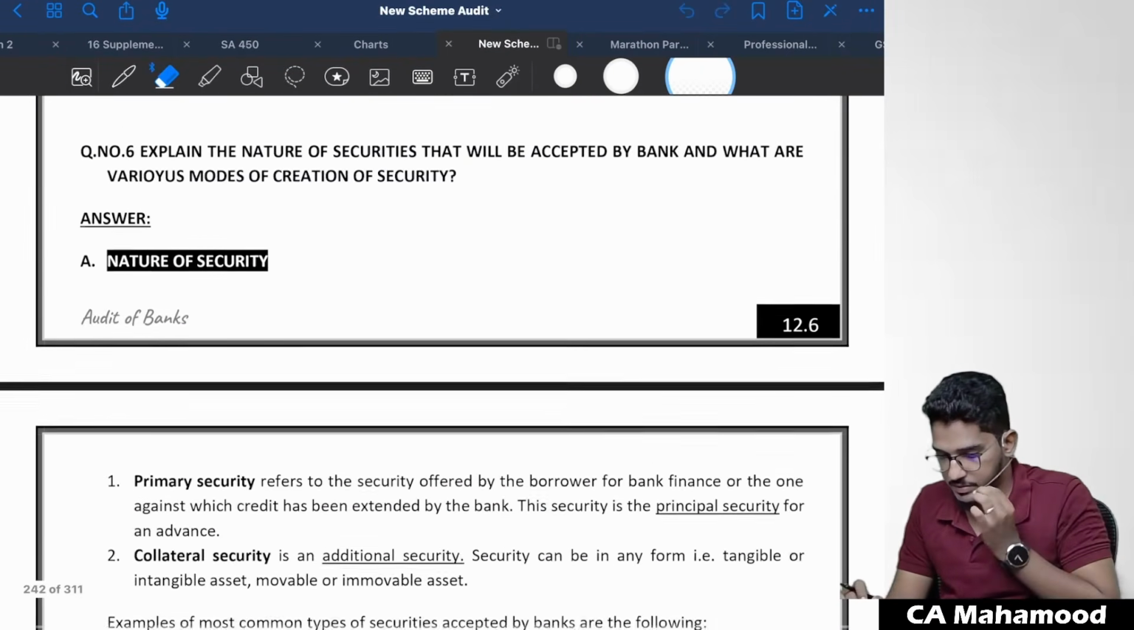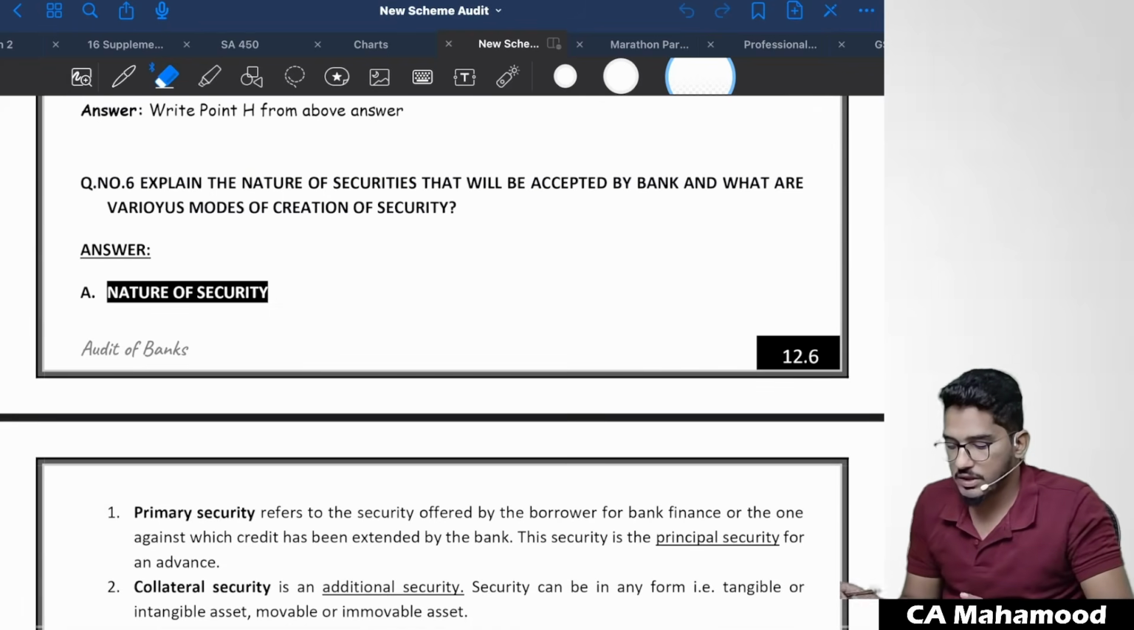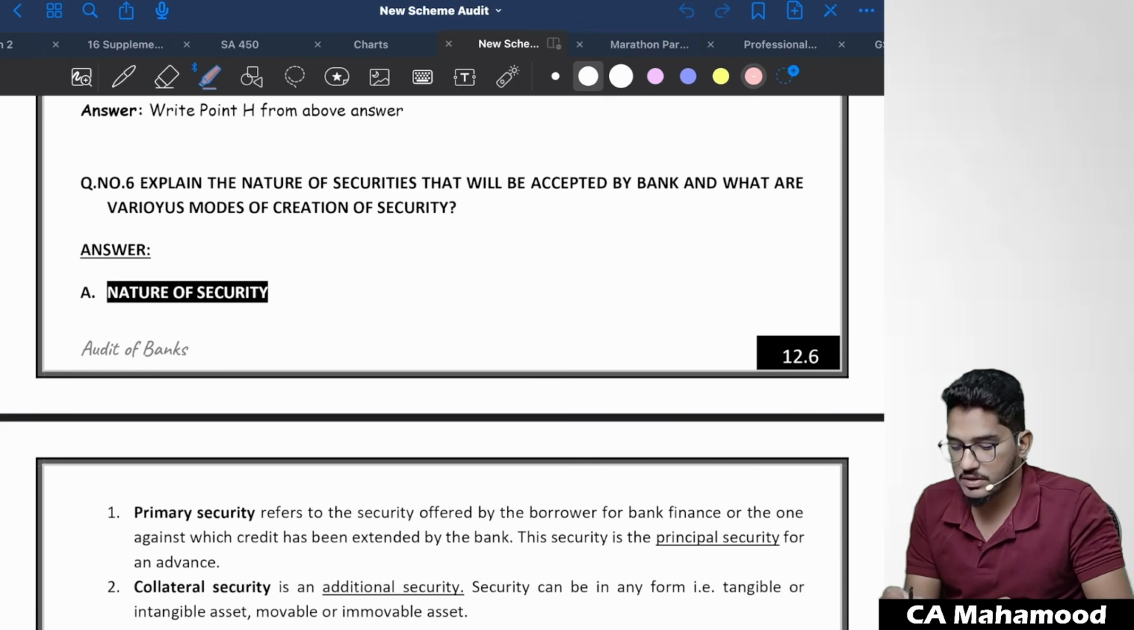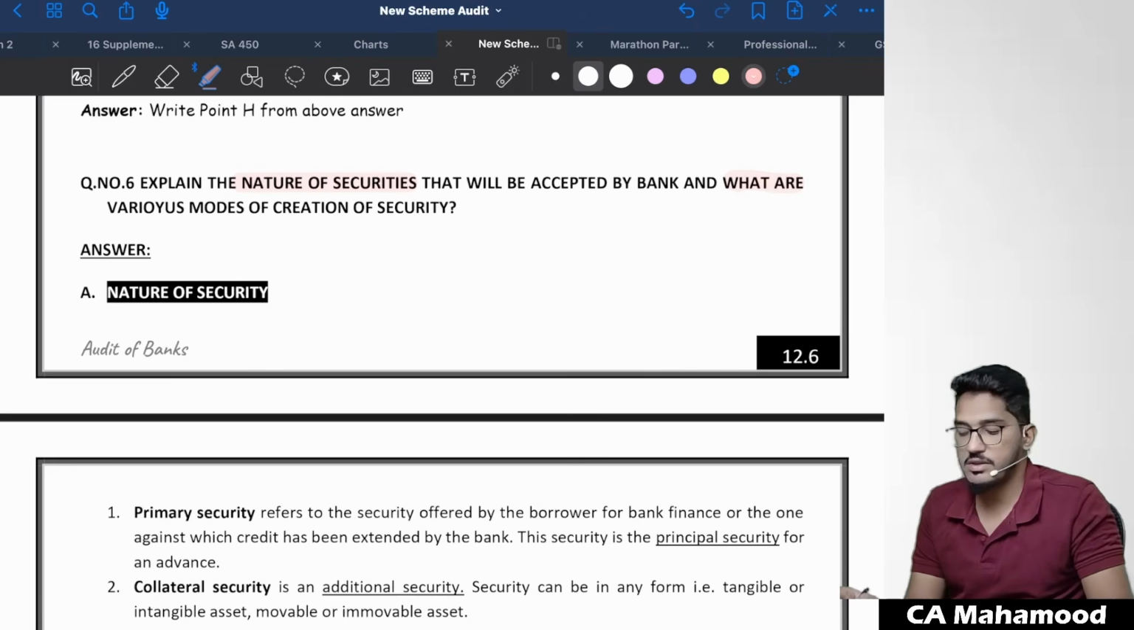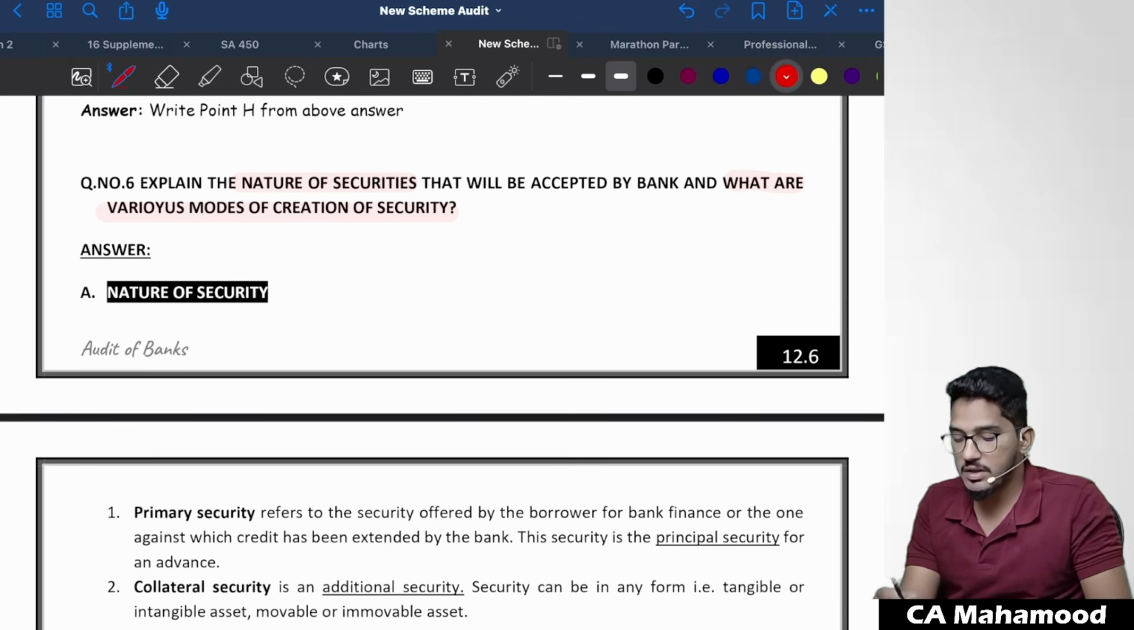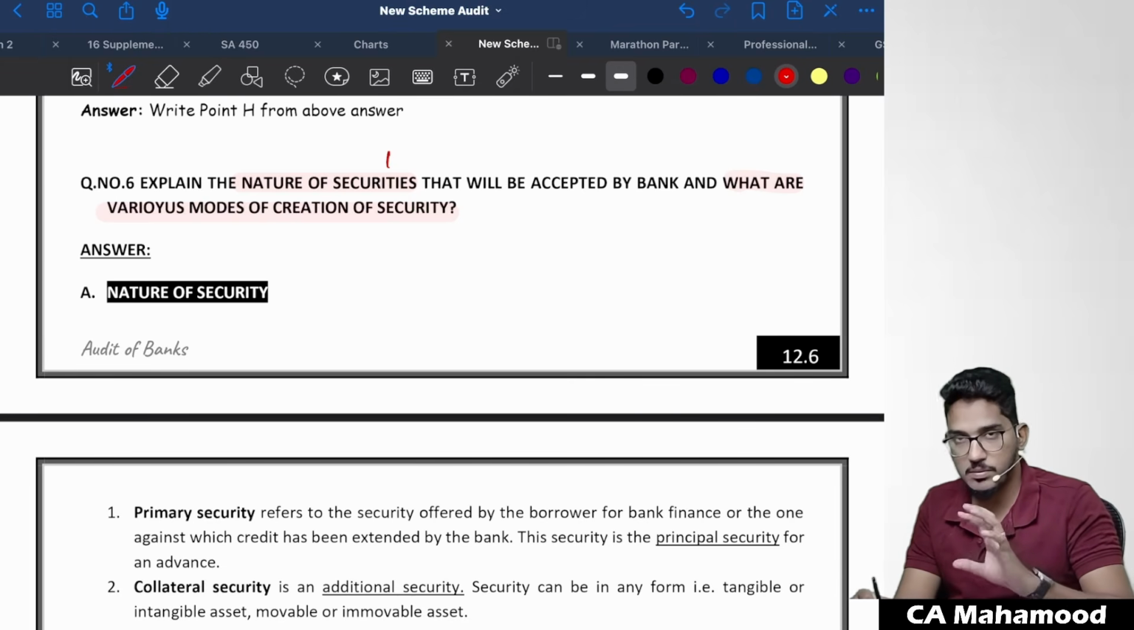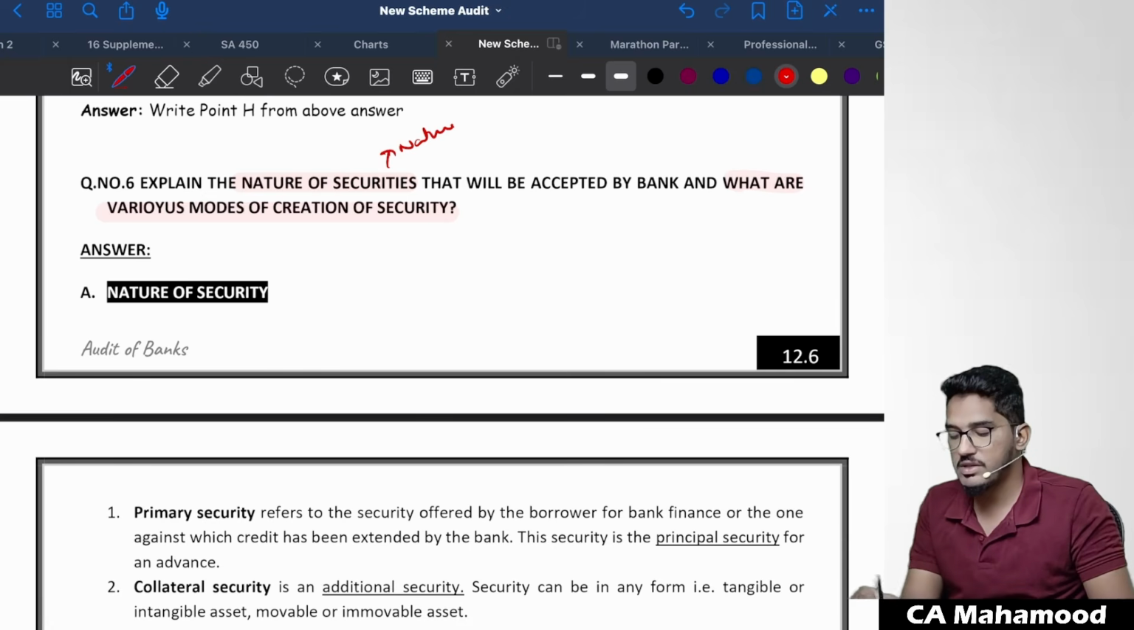The next concept which we will be revising is, what are the different natures of securities which will be accepted by the bank, and what are the various modes of creation of the securities. See, just in the previous concept, as I was telling, whenever you approach the banker for a loan, the first thing the banker will expect from you is what security you are offering. So this particular question revolves around the concept of securities. This part actually involves 2 concepts: number 1, the nature of the securities, and number 2, the various modes of creation of the security.